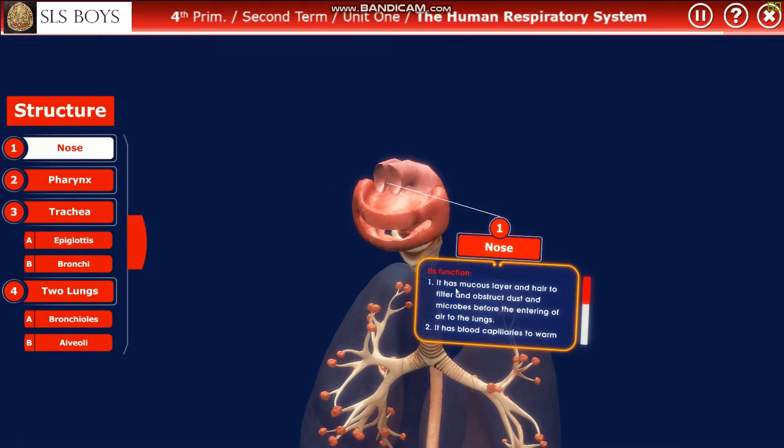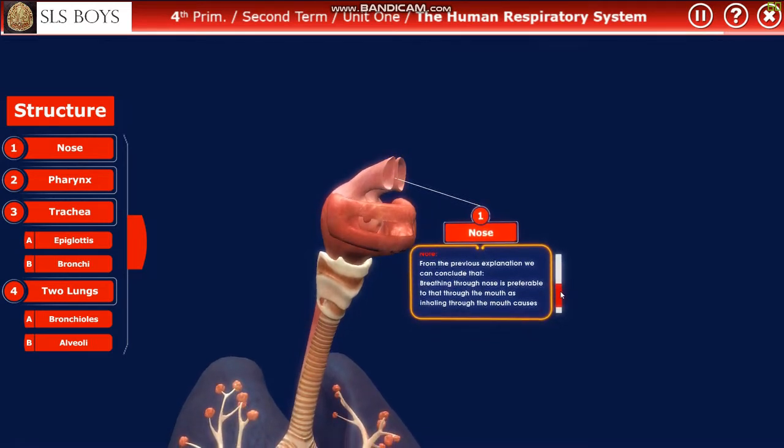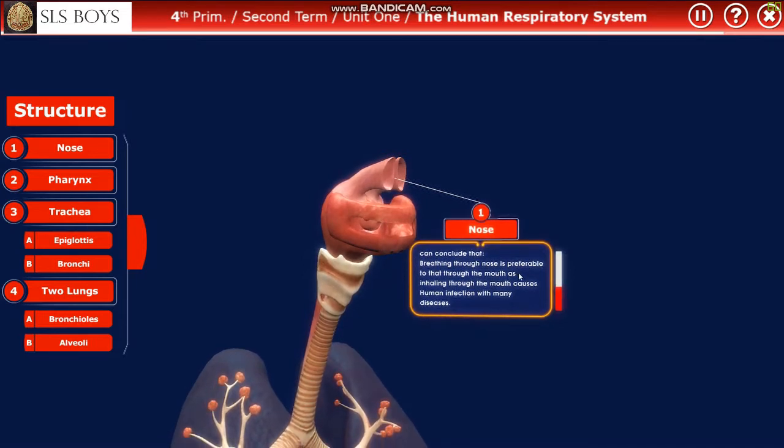Its function: it has a mucus layer and hair to filter and trap dust and microbes before the air enters the lungs. It has blood capillaries to warm the air as it passes through. So breathing through the nose is preferable to breathing through the mouth, as inhaling through the mouth causes human infection with many diseases. So you should breathe through the nose, not through the mouth.